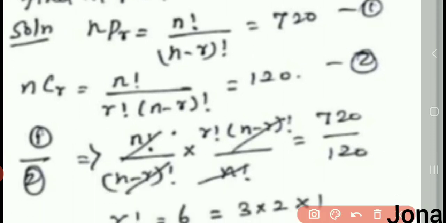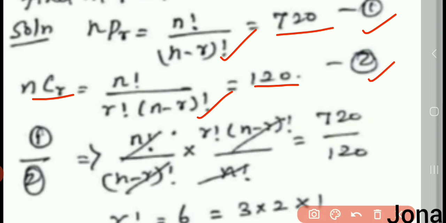The formula for nPr is n factorial divided by (n minus r) factorial, which is nothing but 720 from the given data. And then nCr is also given. The formula for nCr is n factorial divided by r factorial into (n minus r) factorial, which is nothing but 120. It's also given in the problem itself. Okay, so I take this as the first equation and this as the second equation.